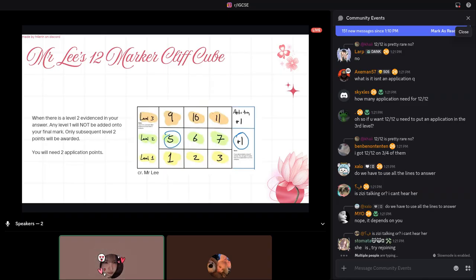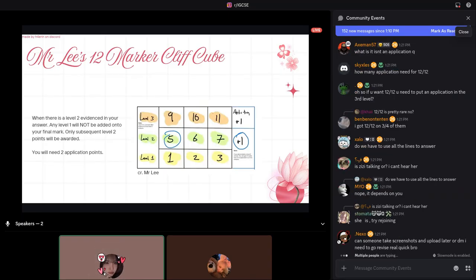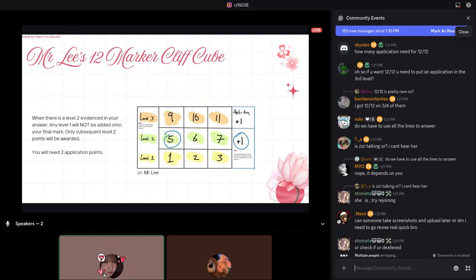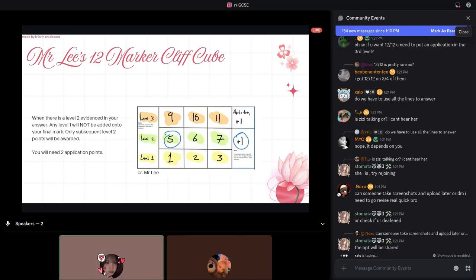So when there is a level 2 evidenced in your answer, any level 1 will not be added onto your final mark. Only level 2 points will be awarded. And you will need 2 application points if you're evaluating 2 choices. I mean 3 choices, sorry. And 1 application point, or better 2 to be safe, for evaluating 2 choices.